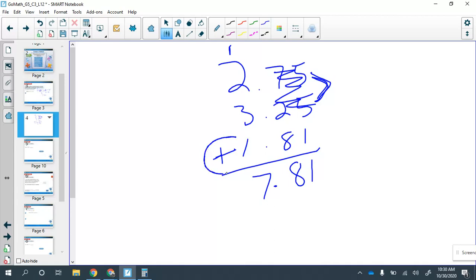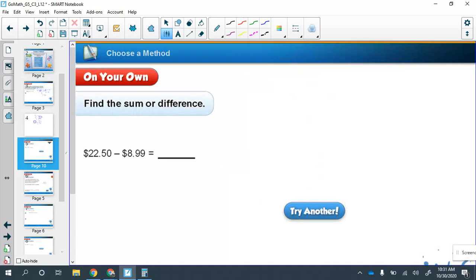Now remember, this only works with addition. We cannot use this strategy with subtraction, because in subtraction, order of course matters. Now, one thing we can do when we're working with subtraction, though, is we can manipulate our numbers just a little bit to make our math a little bit easier.